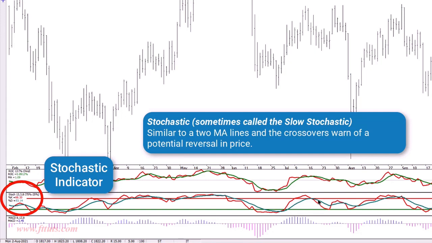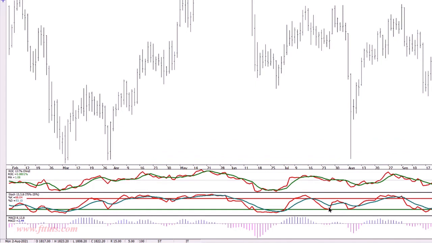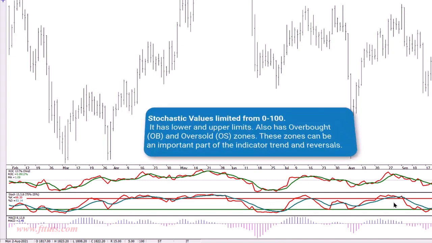So the stochastic, again, is like having a two-period moving average, or a smoothing of the raw data. We've got two lines. In this case, the red line is the raw data, and the green line is the smoothing of the raw data. And again, we have crossovers of the two lines. But here's the main difference: we have what's called overbought and oversold zones, because the indicator's values are limited between 0 and 100. That's just the nature of how it's calculated.